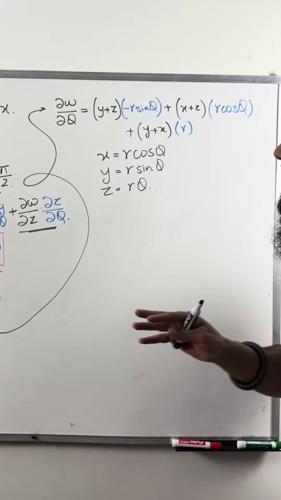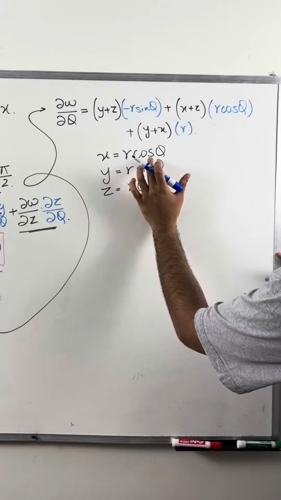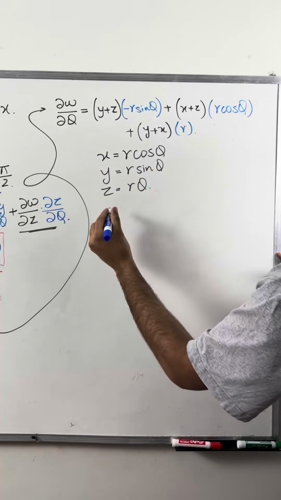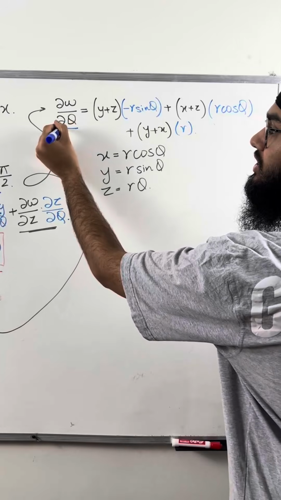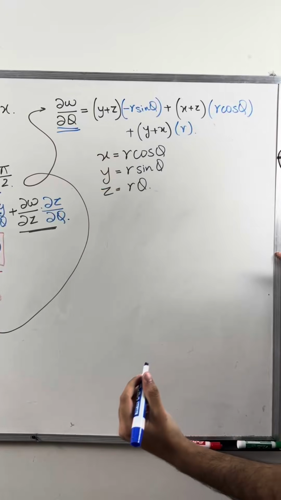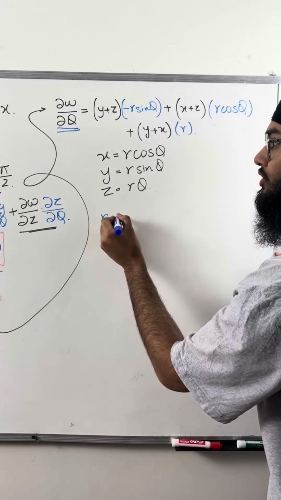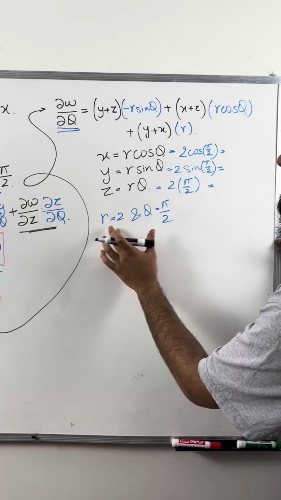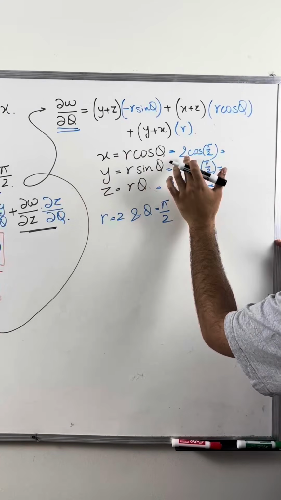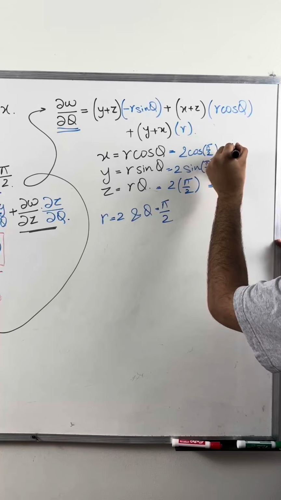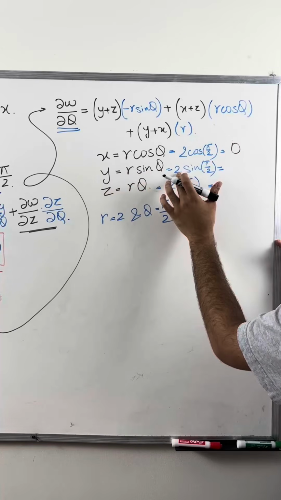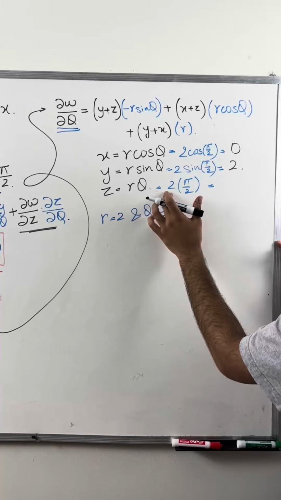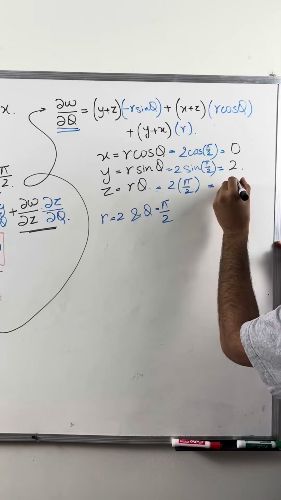Now remember, from our initial equations, x was r cos theta, y was r sin theta, and z was r times theta. Now we're finding the value for partial of w with respect to theta when r is 2 and theta is pi over 2. When r is 2 and theta is pi over 2, x becomes 2 cos pi over 2, which is 0. y becomes 2 times sin pi over 2, which is 2. And z becomes 2 times pi over 2, which is pi.